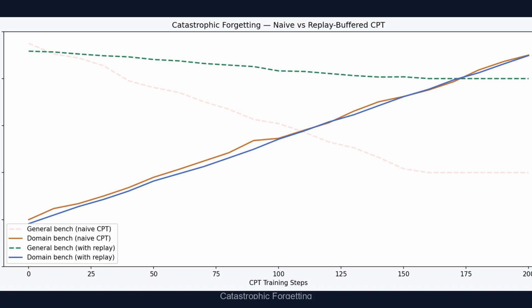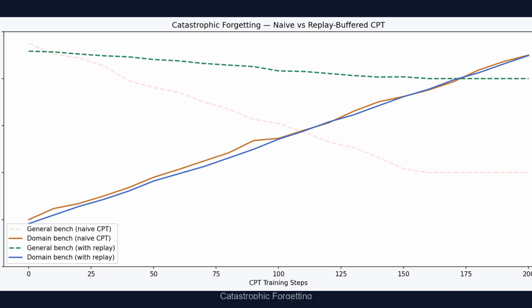This graph makes the case for replay buffers more convincingly than any written explanation could. The x-axis is CPT training steps, the y-axis is benchmark score. The naive approach, training purely on domain data, shows domain scores improving but general scores degrading steadily. That's catastrophic forgetting happening in real time.